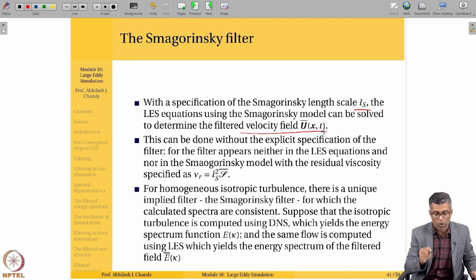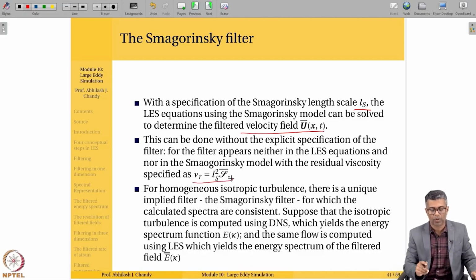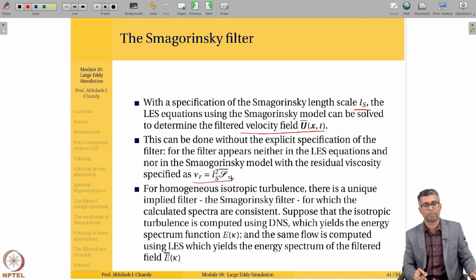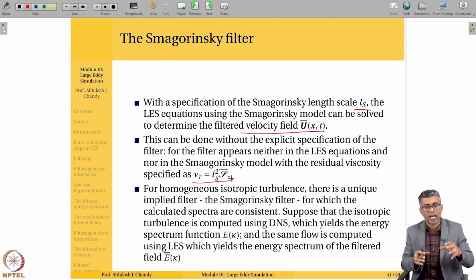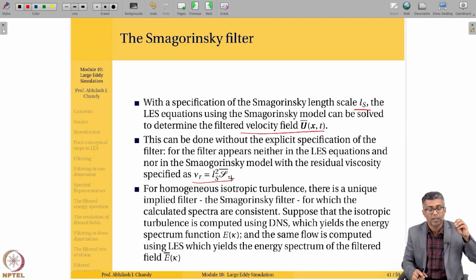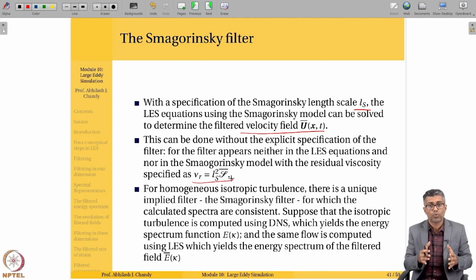So all you have is nu r is equal to LS squared times S bar, and you are saying that it is scaling with delta. So we don't have a filter appearing explicitly in the LES equations. I'm not talking about the filter width, I'm talking about the filter itself, right? So it's sort of an implicit filter. You don't have an explicit specification of the filter.